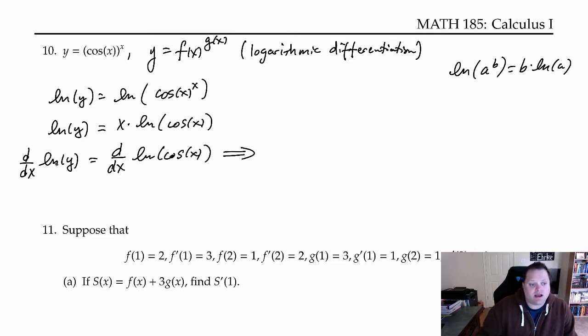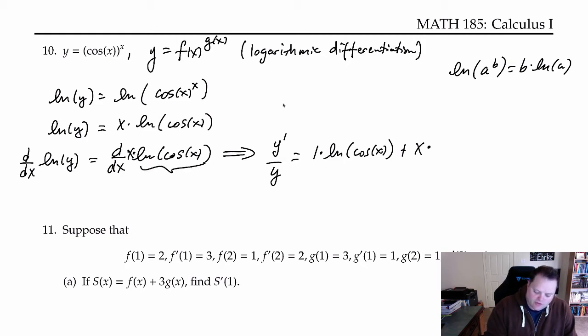On the left-hand side, the derivative of natural log of y is y prime over y. And on the right, this is the natural log, oh, I forgot my x. This is the x times the natural log of cosine of x. So this is product rule. I've got a function of x times another function of x. So I'm going to use product rule here, the derivative of the first times the second, plus the first times the derivative of the second.